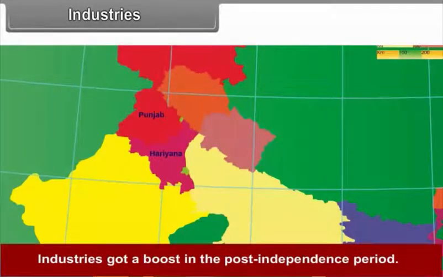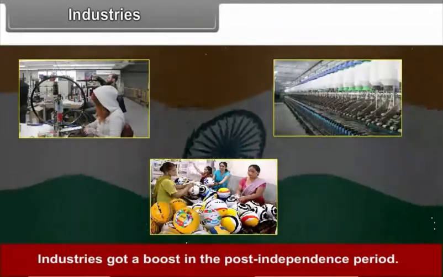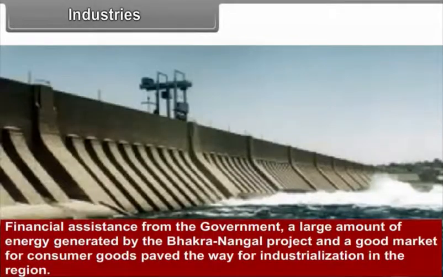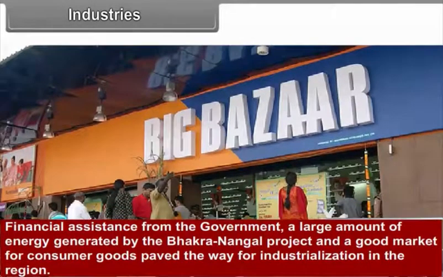Industries got a boost in the post-independence period. Financial assistance from the government, a large amount of energy generated by the Bhakra Nangal project, and a good market for consumer goods paved the way for industrialization in the region.